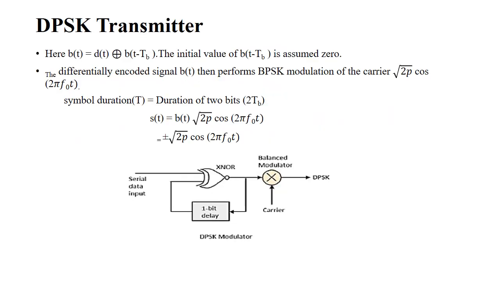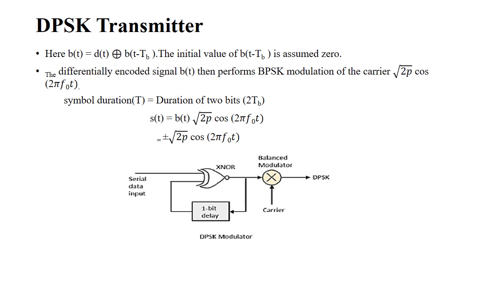DPSK transmitter. Here the waveform of the above circuit will be b(t) equal to d(t) plus b(t minus Tb). The initial value of b(t minus Tb) is assumed to be 0. The differentially encoded signal b(t) then performs the BPSK modulation of the carrier, that is root 2P cos 2 pi f0 t. So it will be a phase shift of the carrier after modulation.